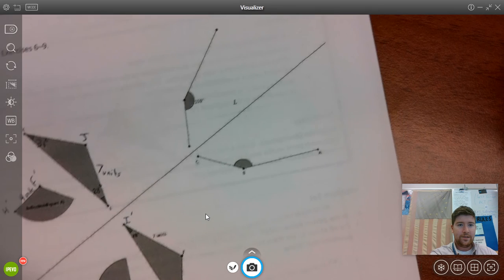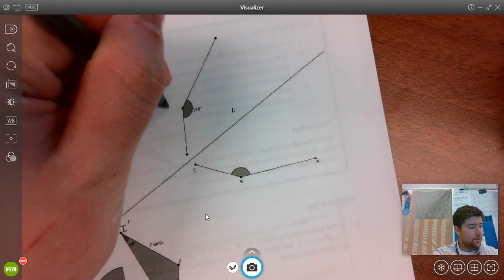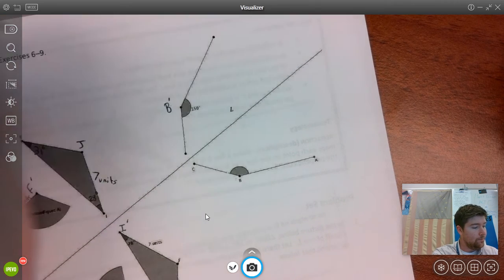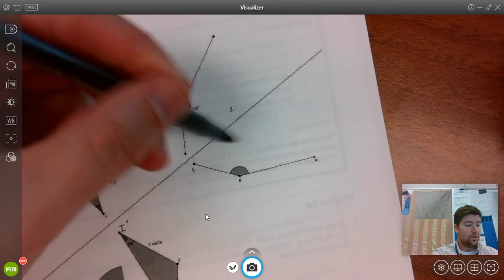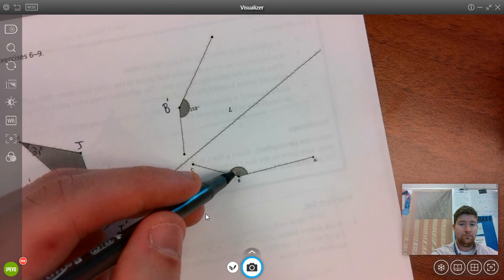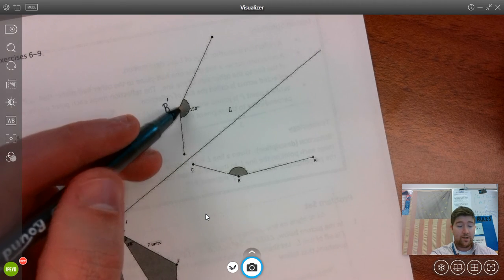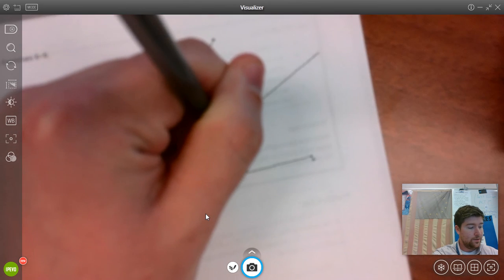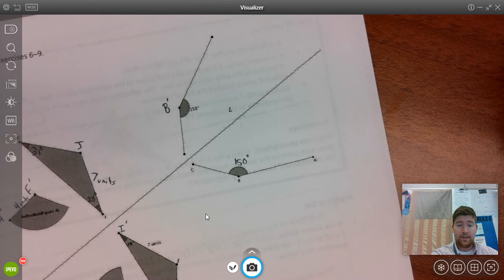Last but not least, we're going to do this third image. We know that B is our angle based on what it says here, which means that B prime must be our angle here. What's the measure of this angle here? Well, if B prime is 150 degrees, then B must also be 150 degrees because they don't change shape, they don't change size. The only thing that changes is their location.